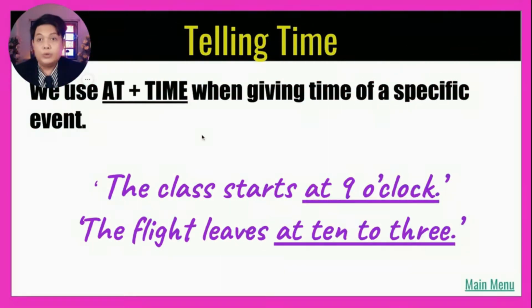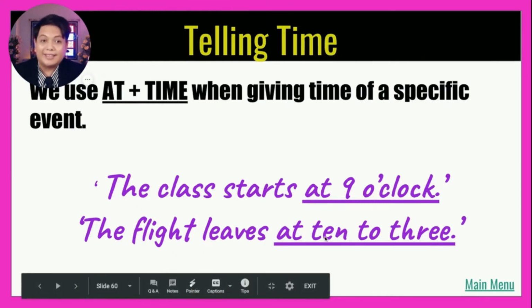Please remember that we use "at" plus time when giving the time of a specific event. For example, the class starts at 9 o'clock, or the flight leaves at 10 to 3. What do you mean by this? At 10 minutes to 3 o'clock. But you could write it shorter like this.